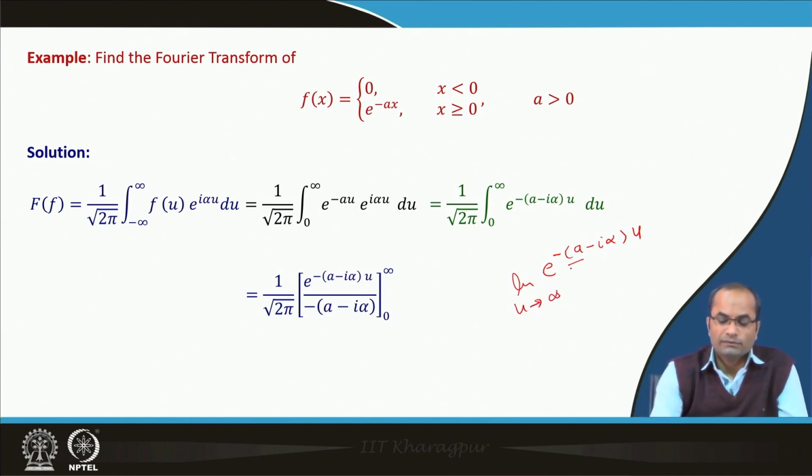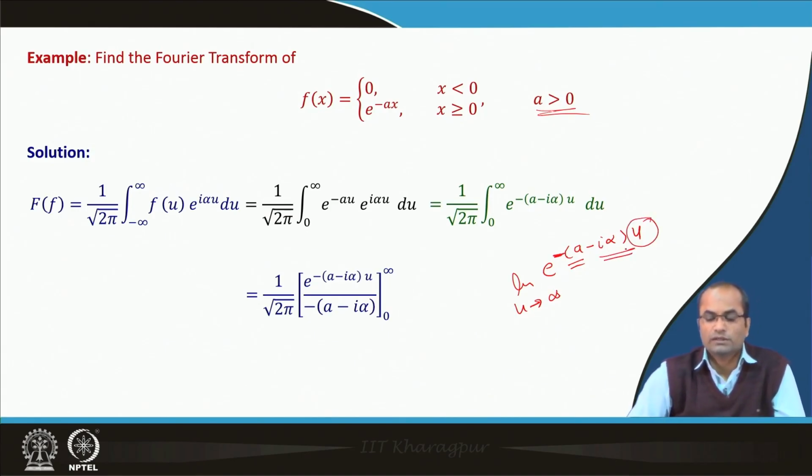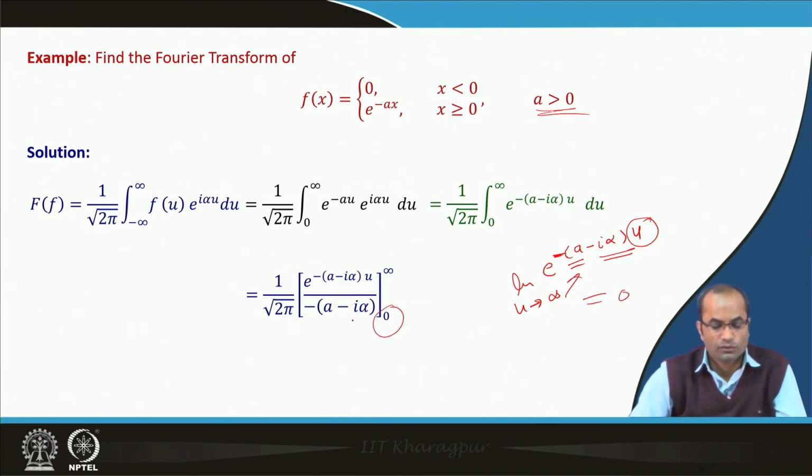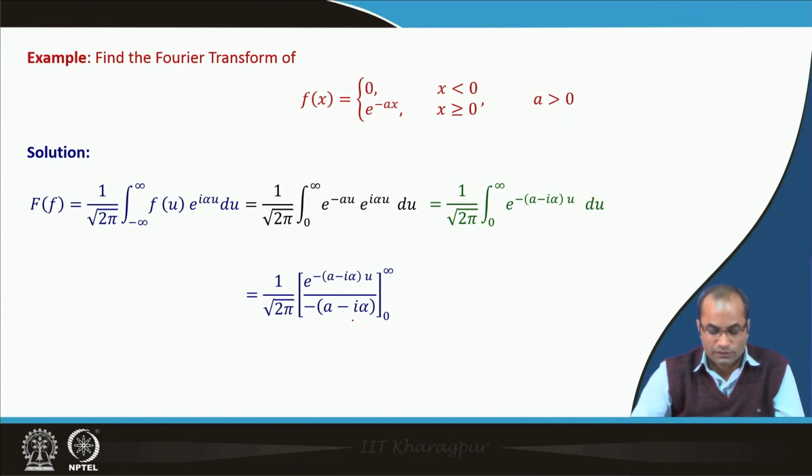This is exactly what we discussed in the previous lecture, because we have minus a, and a we have taken as positive. So with u, this will go to 0, because the term sitting with it, e power I alpha u, is a bounded, finite term. So we have e power minus a u, and u goes to infinity; this will go to 0. And at the lower limit 0, that term will survive.